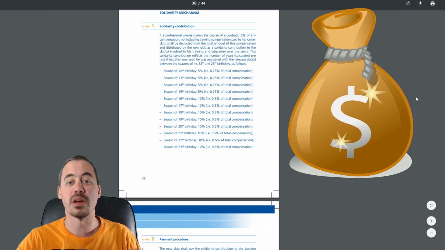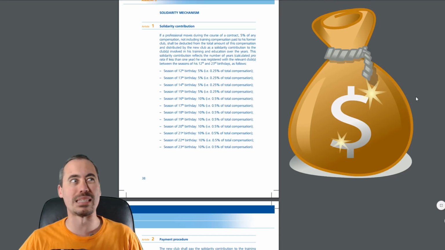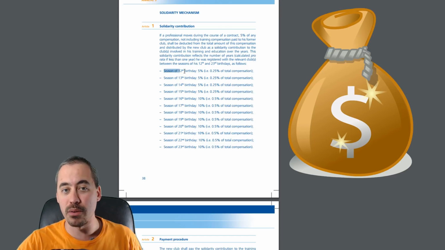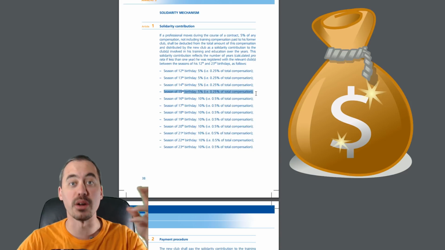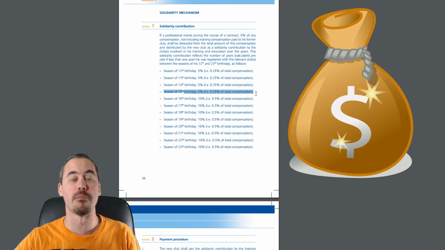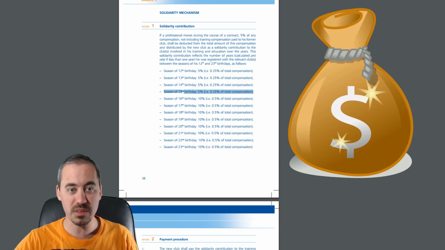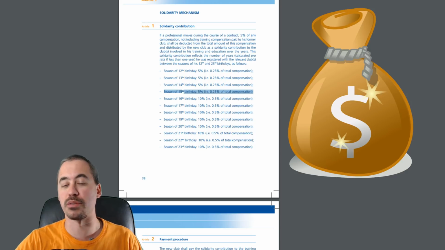Solidarity mechanism. Because when you hear 5%, it's like, well, what does that mean? It breaks it down. If there were different clubs for each season of the player's birthday, that club gets a chunk of that 5%. So let's go back to our $1 million example, right? So if a player is transferred for $1 million, I guess I could take the bag of money.